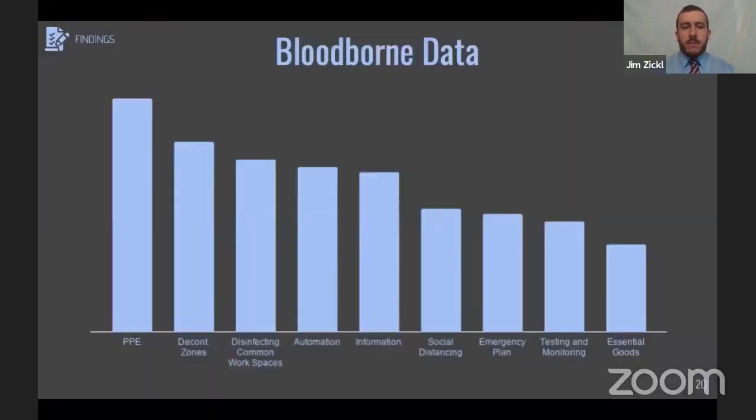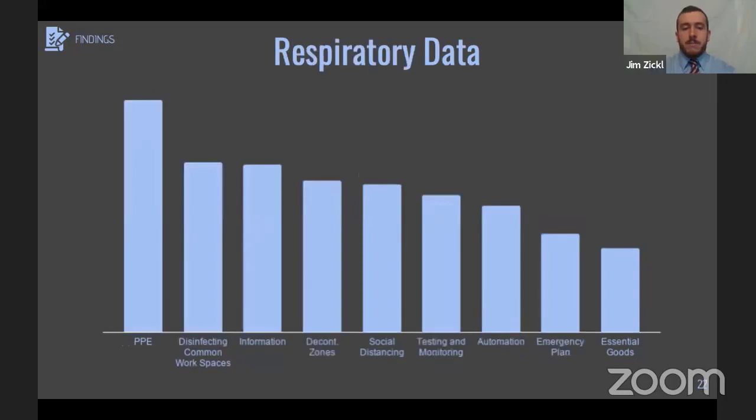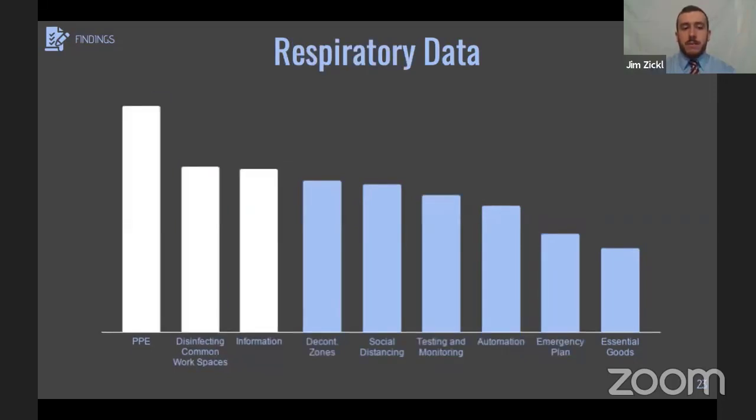Our graphs are set up so that it is in descending order from left to right, meaning the tallest bars are the most highly ranked measures voted on by the experts. In the bloodborne section, personal protective equipment was ranked the highest measure, followed by decontamination zones and disinfecting common workspaces. In the respiratory data, personal protective equipment was also ranked number 1 by experts, followed by disinfecting common workspaces and the streamlining of information to essential employees.